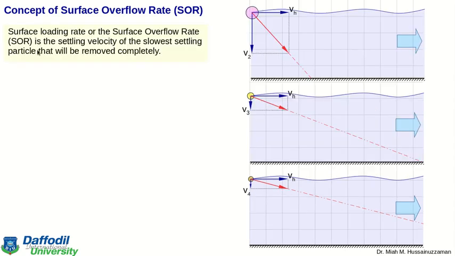So the definition is like this: surface overloading rate or surface overflow rate. You can see I wrote surface loading rate. Some books write it like this, and surface overflow rate, but the terminology is SOR, not SLR. Some books write SLR as well. So surface overflow rate or surface loading rate is the settling velocity of the slowest settling particle that will be removed completely. This is not the slowest, this is slowest, but it is not removed completely. So this is, among those, the slowest settling particle that is removed completely.